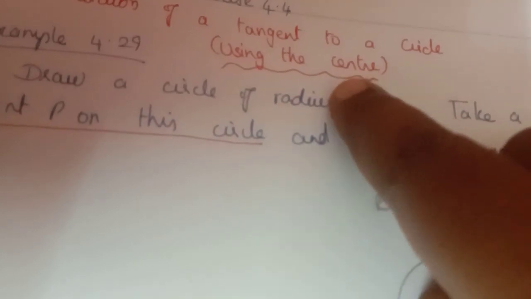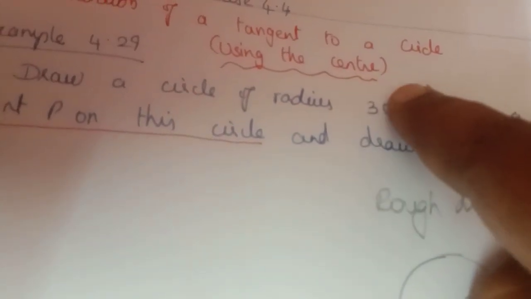Okay, so first type, we are going to construct a tangent through the point P on a circle. First method, using the center. Second method, using the tangent chord theorem.